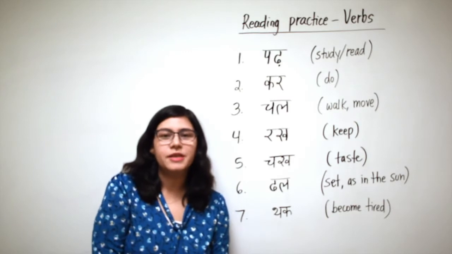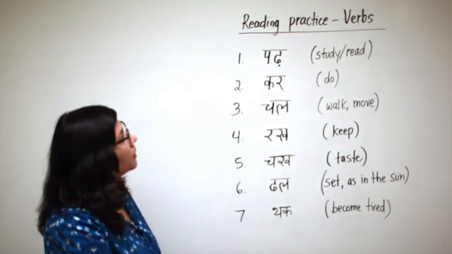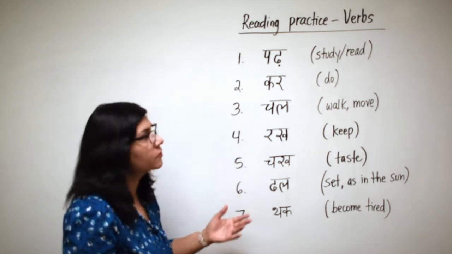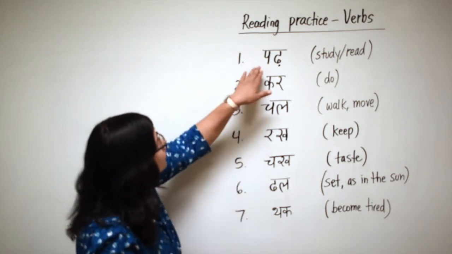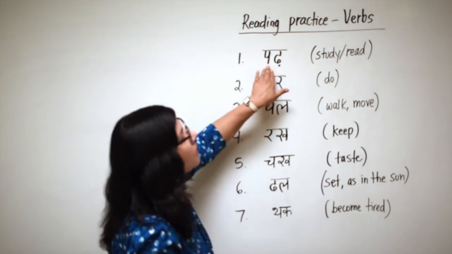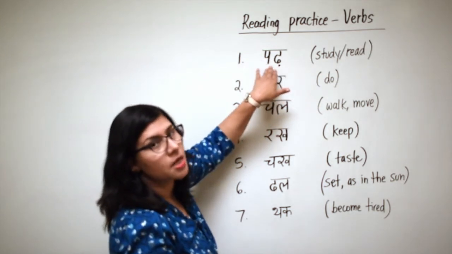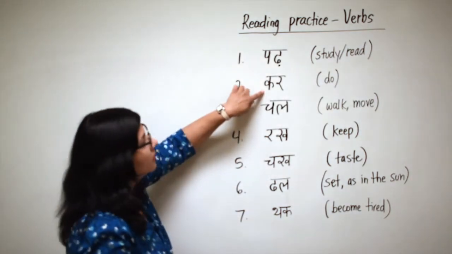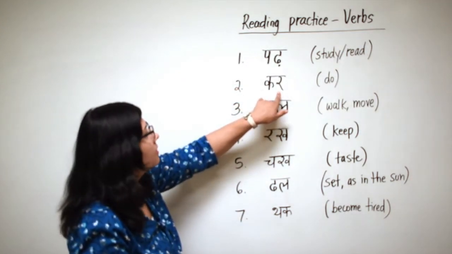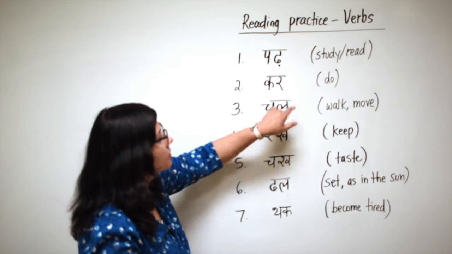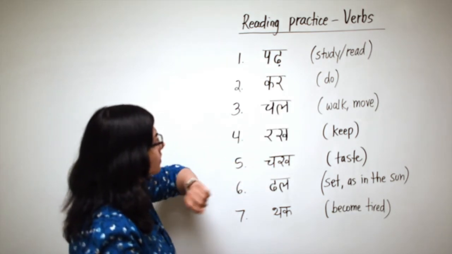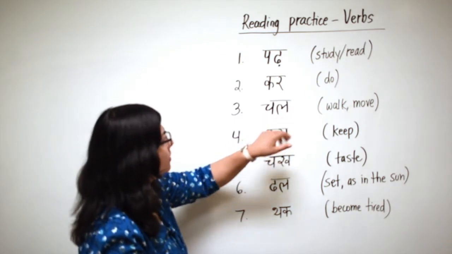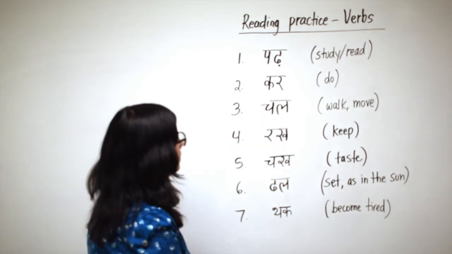Now we will do some reading practice with verbs. So these are verb stems in Hindi, not the infinitive form of the verb. So the first one is par, par. Okay, that means to study or read. Kar, kar. Okay, do. Chal, chal. Okay, walk or move.